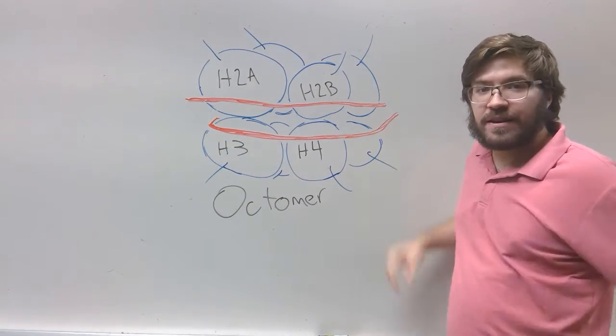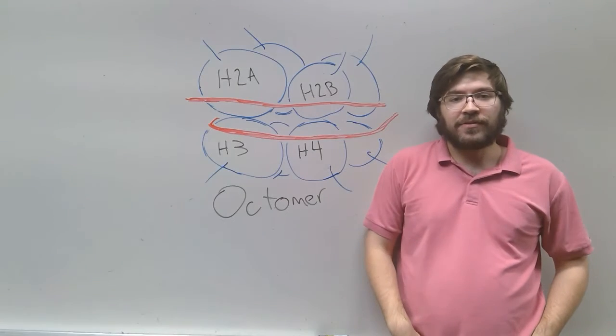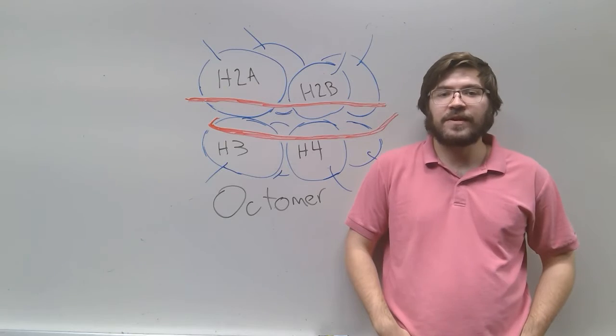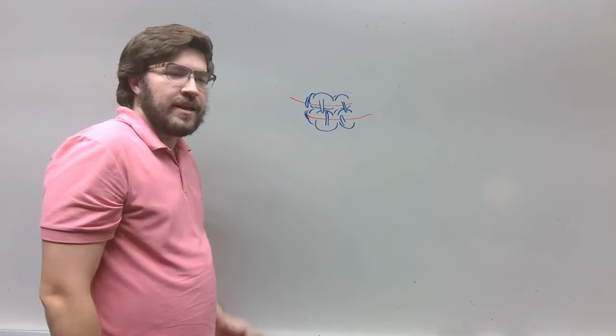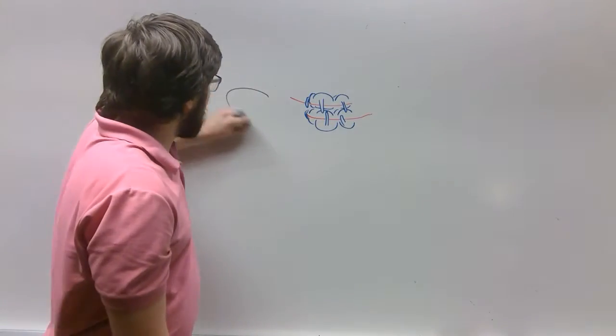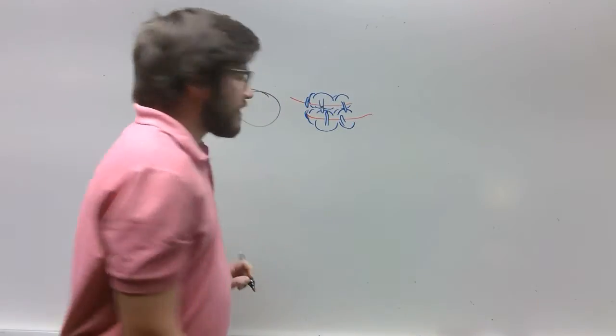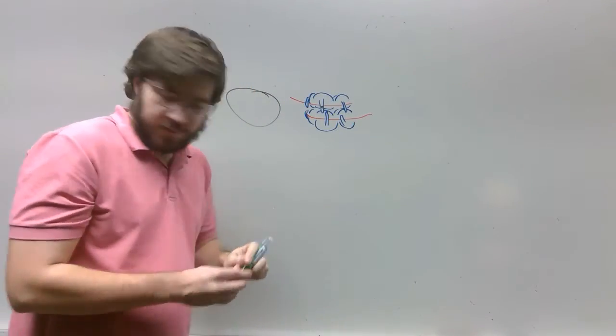Now, let's talk about the first of 2 major histone modifications, histone acetylation. In histone acetylation, an enzyme called acetyltransferase adds an acetyl group to lysine on one of the tails.